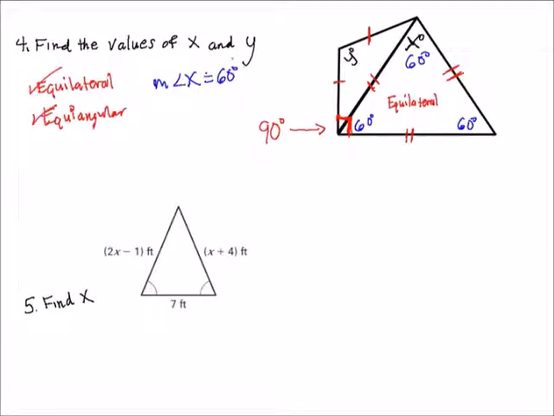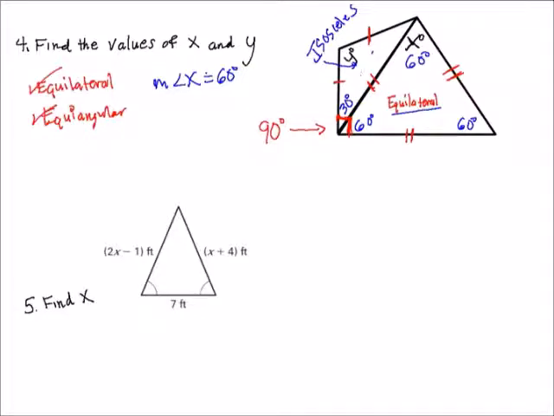Now, this is the equilateral triangle right here. This is an isosceles triangle because only two of my sides are congruent to each other. So if isosceles, then we know that the angles across have to be congruent. Since this is a 90-degree angle and this is 60, that means this little bitty angle right here has to be 30 degrees.